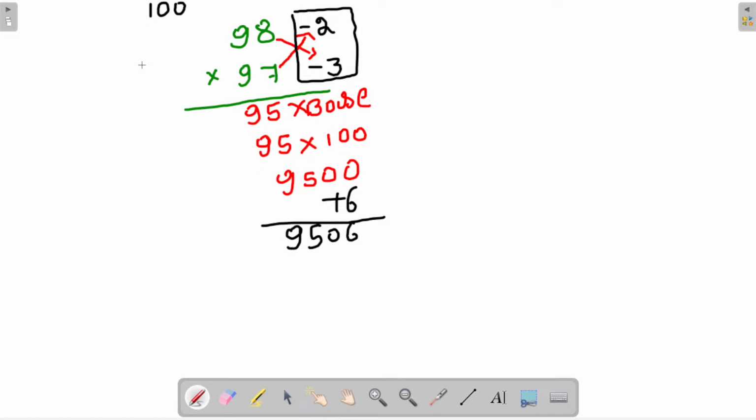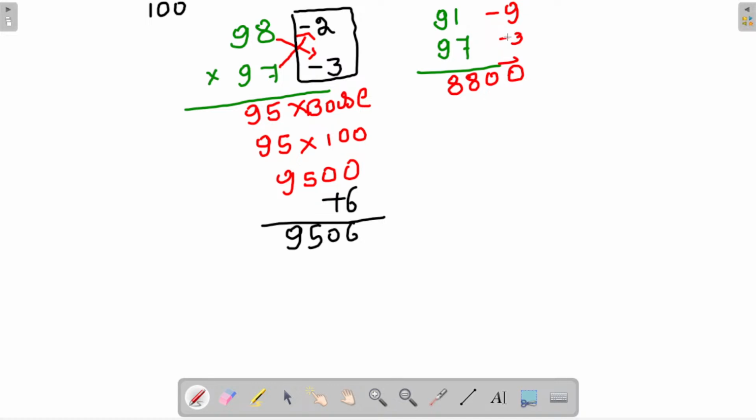I will repeat one more time. No need to write all these things. I will tell you now. Suppose the question is 91 into 97. What is the base you can assume? 100. What is the difference? First one is 9, second one is 3. Now 91 minus 3 or 97 minus 9, your choice. 91 minus 3 is 88, into 100.